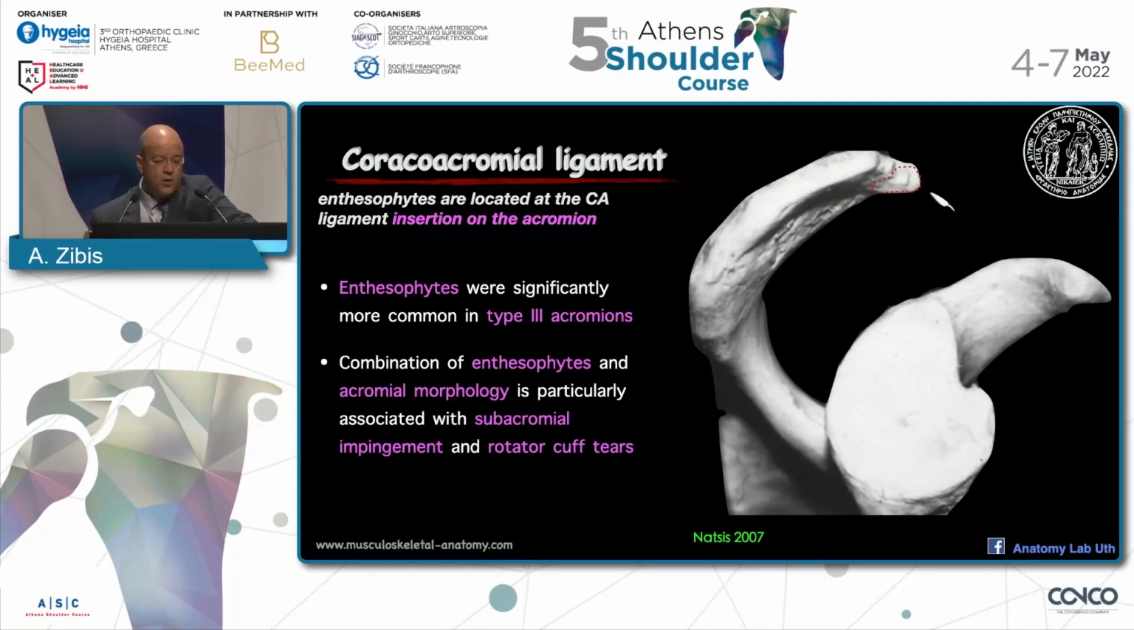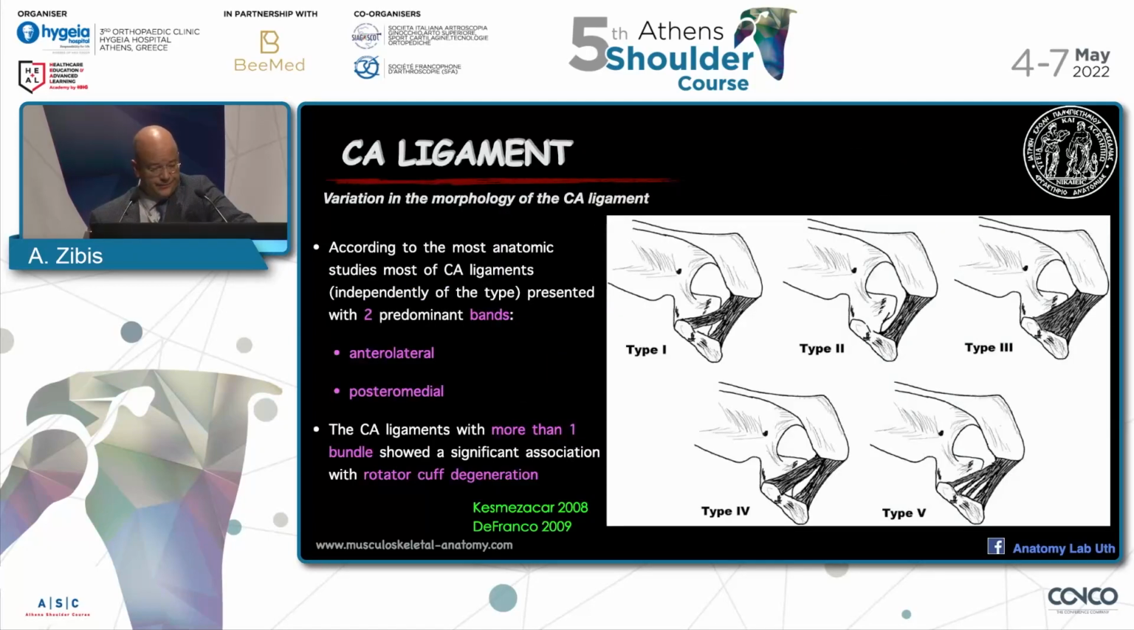Let's move to the coracoacromial ligament. It is usual to see enthesophytes in that ligament, especially with type 3 acromion. The combination of enthesophytes and acromion morphology is particularly associated with subacromial impingement and maybe rotator cuff tears.